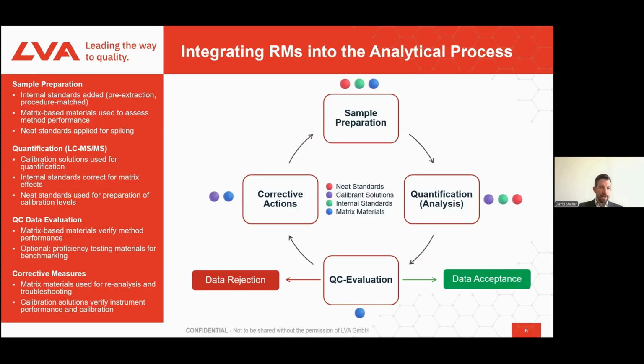So after the QC evaluation, we have either the decision that the data are acceptable, or, in a negative case, the data have to be rejected. In this case, we enter the last phase, the corrective action phase. So in case of a deviation, we have to figure out what was the root cause of the problem. And this could involve a reanalysis of the sample by using another matrix material, or also to recalibrate by using different calibration standards.